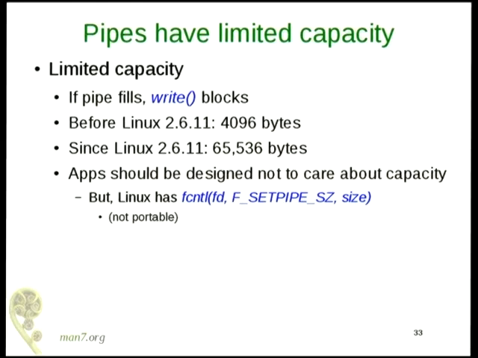Pipes have a limited capacity. Up until Linux 2.6.11, it was 4096 bytes. Since then, it's 64K bytes. And even more recently still, you can actually control the capacity of a pipe using an fcntl system call. I forget which version that was in. It's in the man page. In general, though, you should design your applications not to care about the size of a pipe. If you are doing that, probably there's something wrong with your application design.